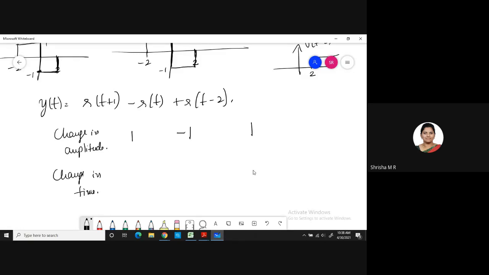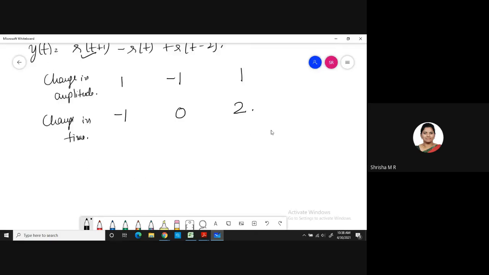And what does the change in time mean? At what instant will this signal start? R of t plus 1 will start at -1. R of t will start from 0. And R of t minus 2 will start from +2. Correct? Yes or no? Yes, ma'am. Guys, did you follow? I've written the amplitude of these functions first, then I've written the time at which each will start. Now we'll start plotting this.